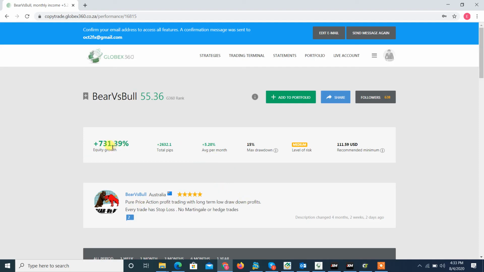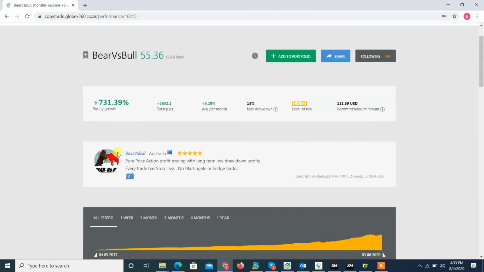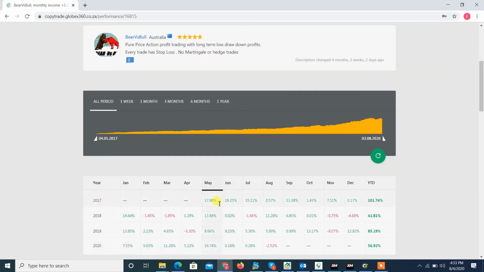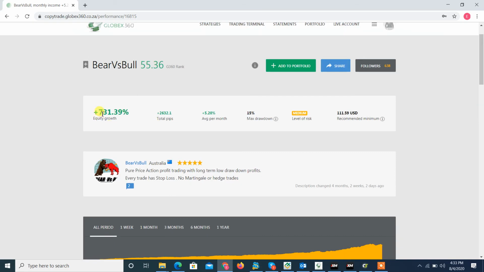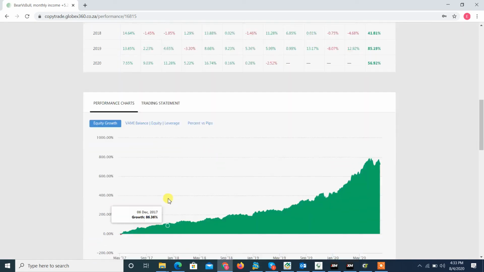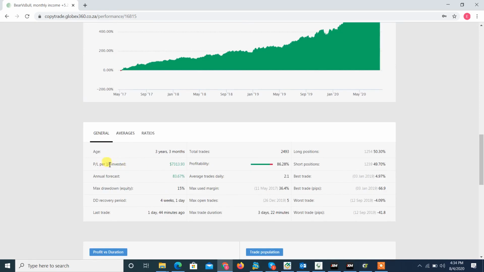So we can see here that bull versus bear, ever since he started trading this account in May 2017, has made 731% growth. Right? So meaning that if you had deposited 10,000 rands into your account and followed this guy, in 3 years' time you would have had 70,000 rands.